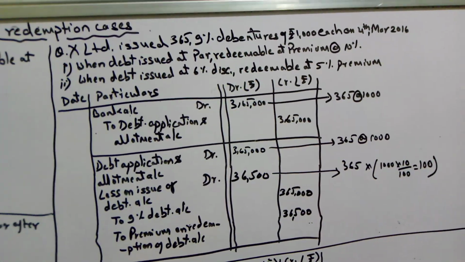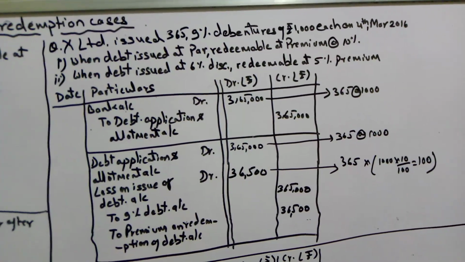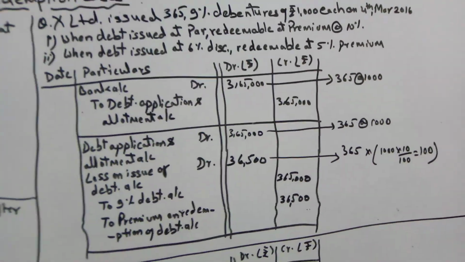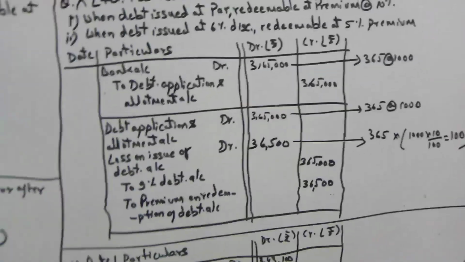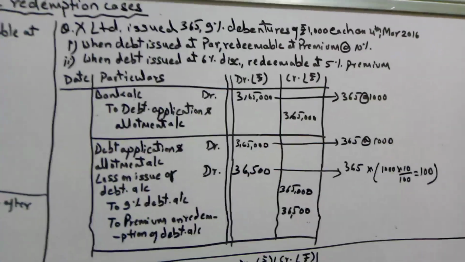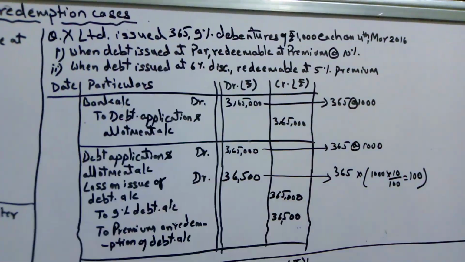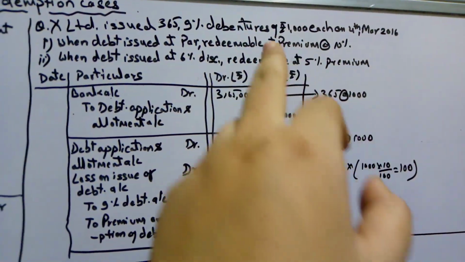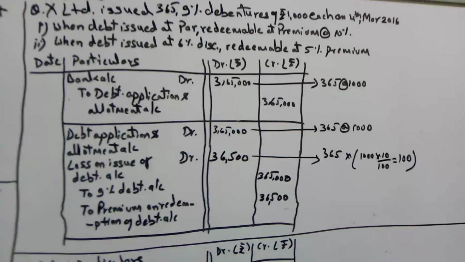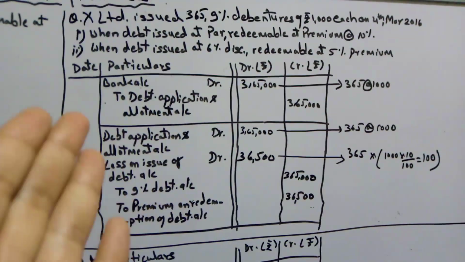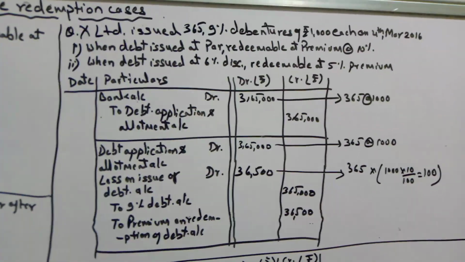Whatever the situation is given, the first and foremost thing is you have to pass the receipt entry. So what is the receipt entry? Bank account debited to debenture application and allotment account. Total number of debentures is 365, with face value of 1000 rupees, multiplied with 1000, so that gives you 3,65,000. Narration will be the same, being amount received on debenture application.